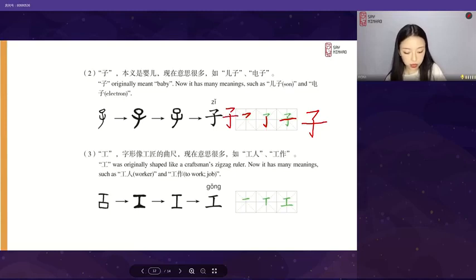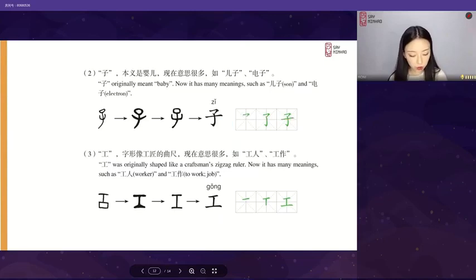Okay, try again. This one is really easy. Okay, try to practice more after the class. Now let's move on to the next word, which is gong, which means work.